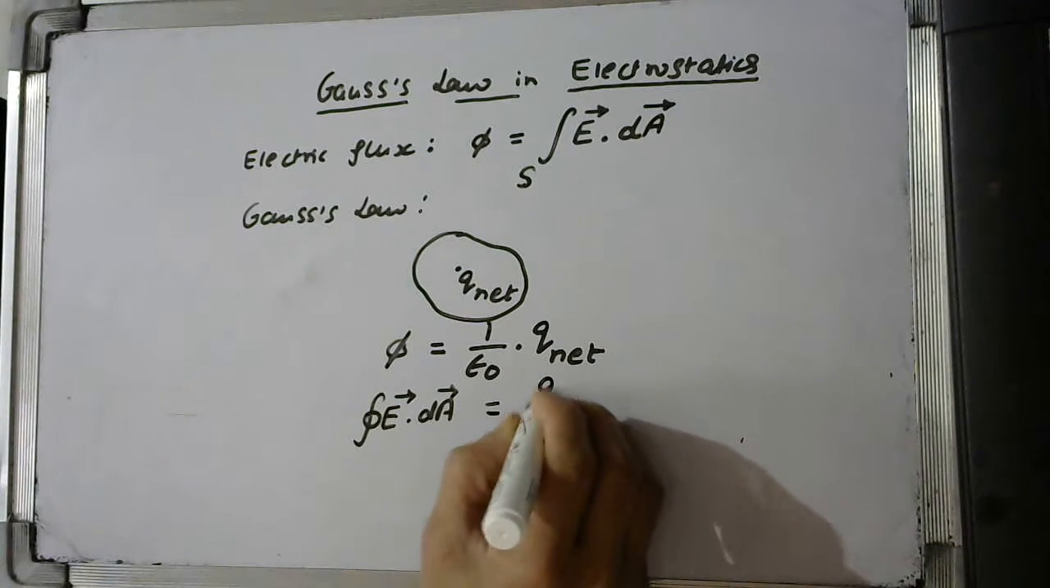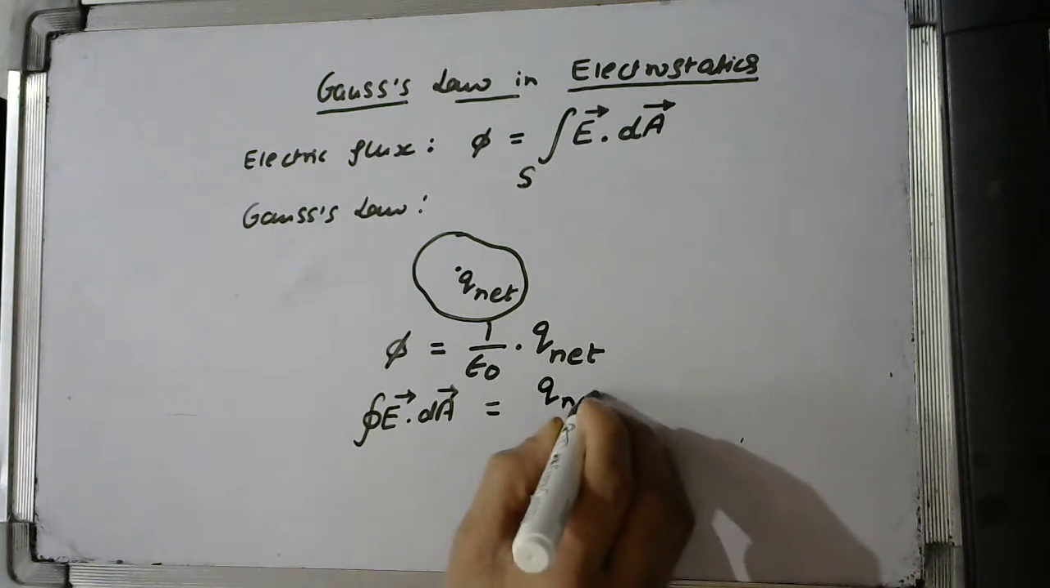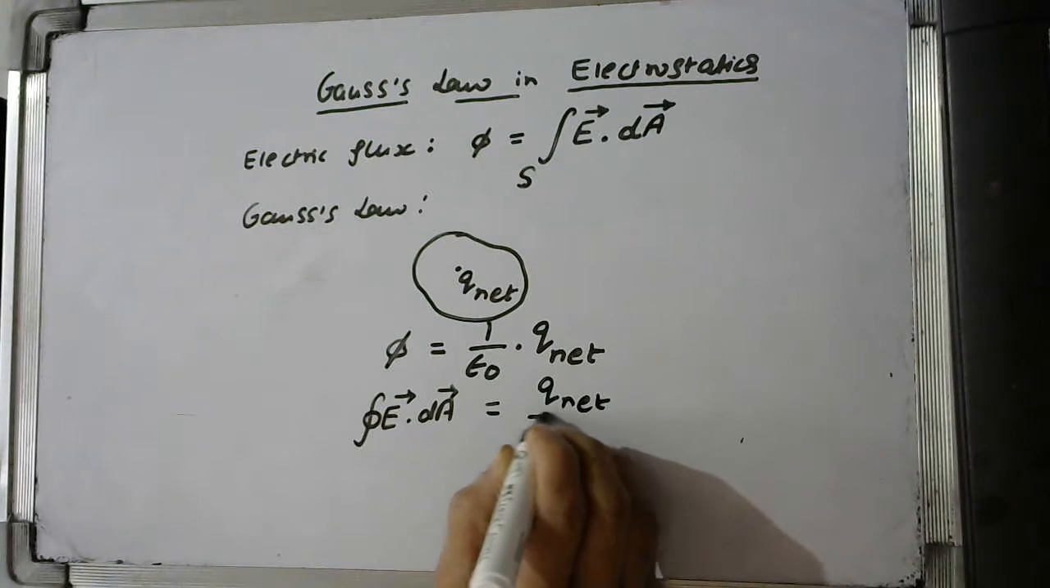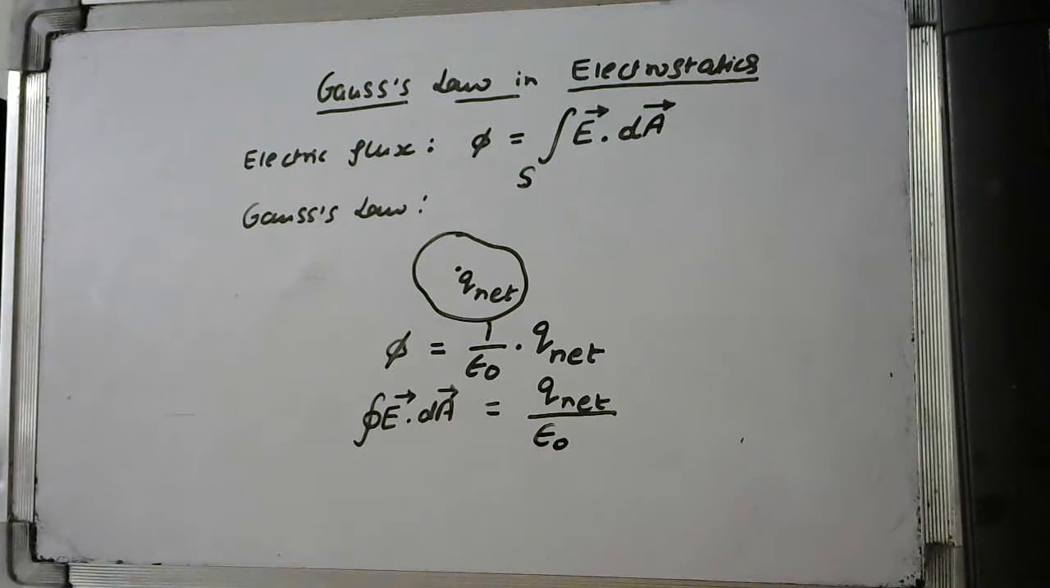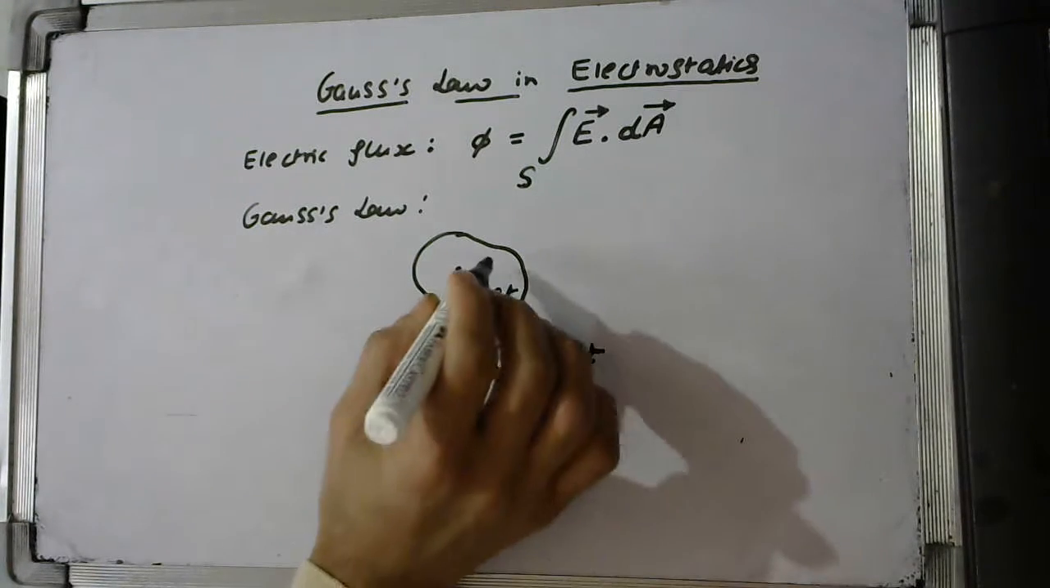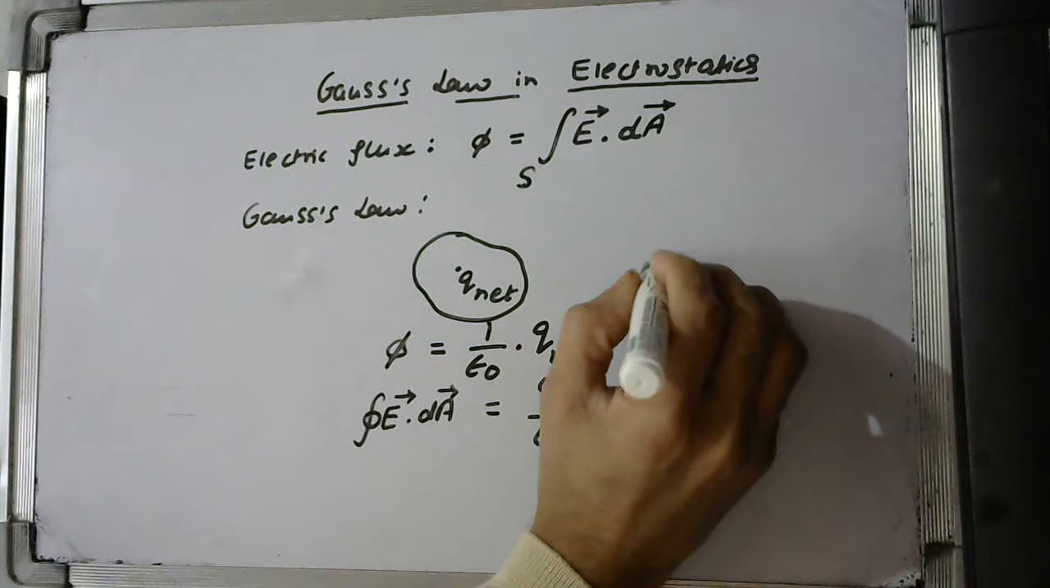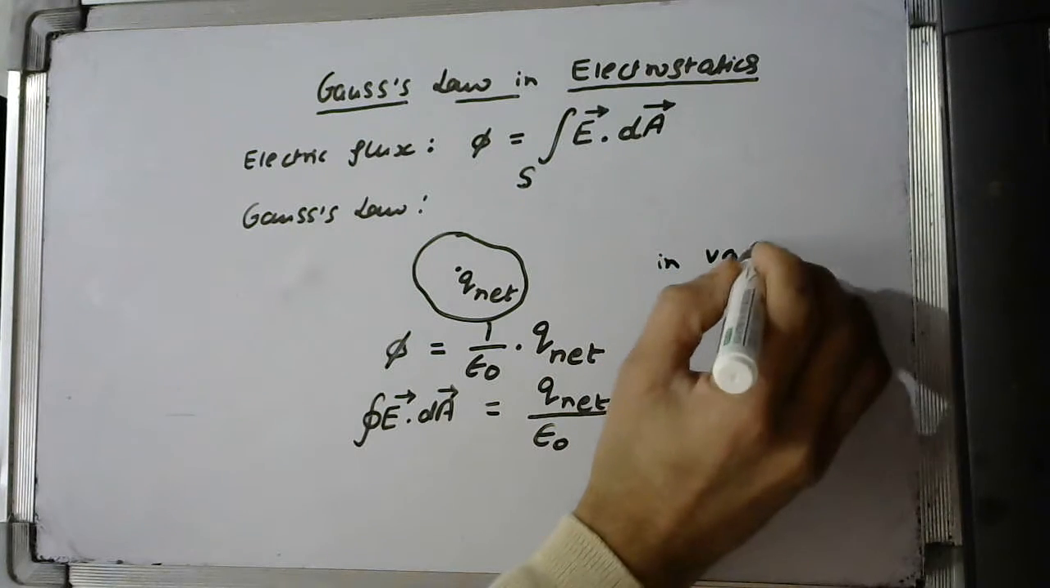On the right hand side we have net charge enclosed inside the surface divided by epsilon naught. Epsilon naught is permittivity of free space if the surface is placed in vacuum.